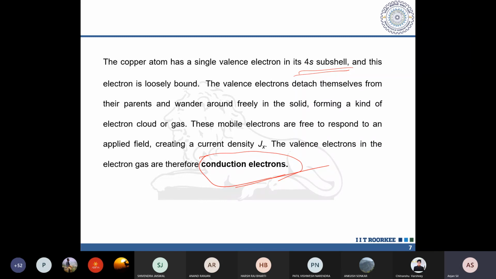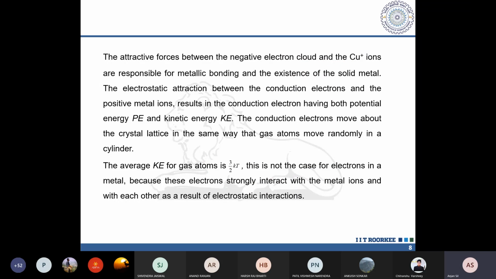You understand? A semiconductor has a band gap, so the electron has to be in the conduction band. Those things are not there here, so it is free to move. So if this happens, then what will happen?